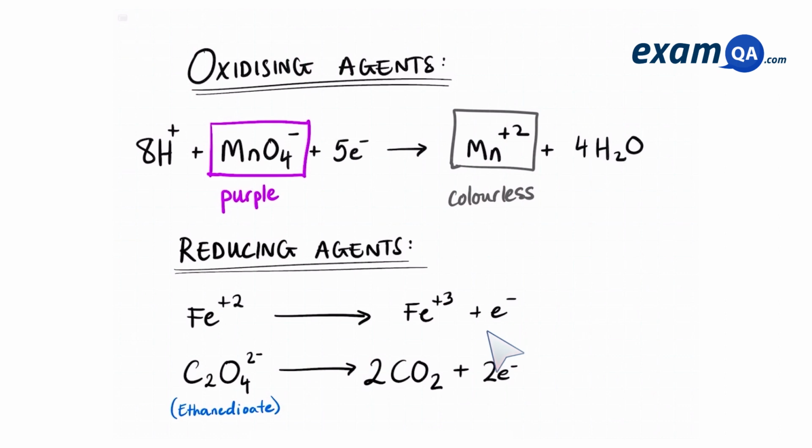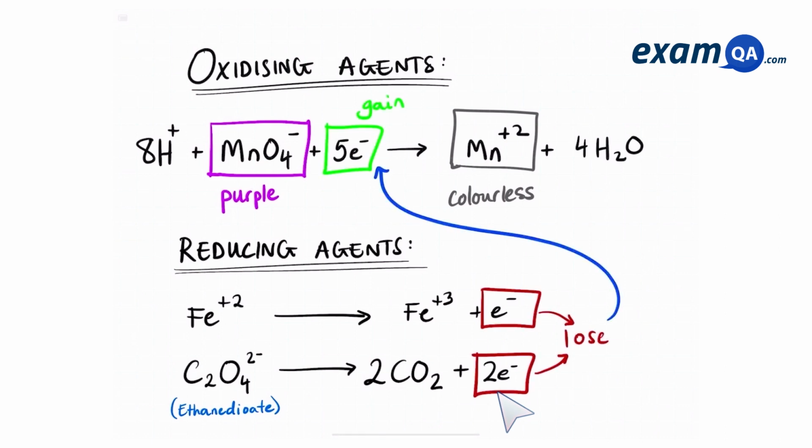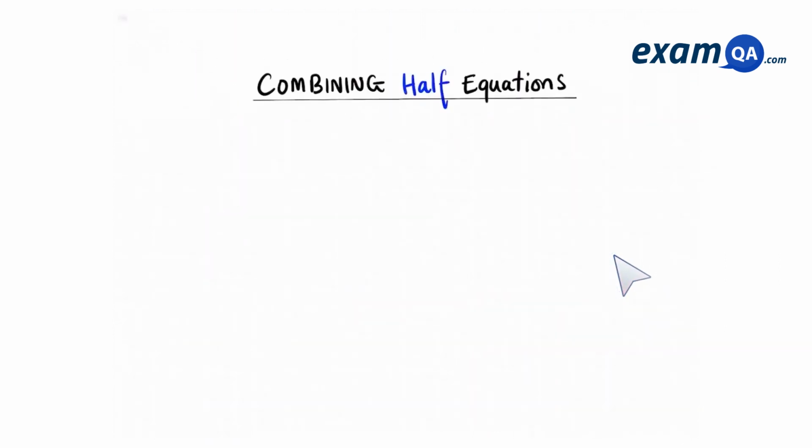And we also have this molecule, ethane dioate, which reduces into 2 carbon dioxide molecules and 2 electrons. So, as you can see, reducing agents lose electrons, which are then gained by the oxidizing agent. So, redox titrations are literally just to do with the transfer of electrons. Okay, so now what we're going to do is take some half equations and combine them to find an overall equation. This can help us in calculations.